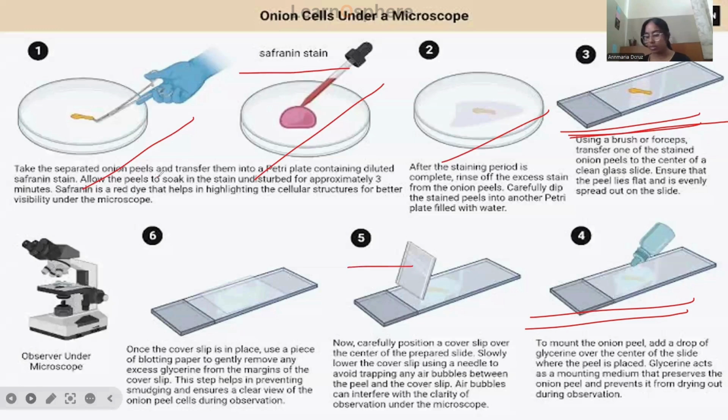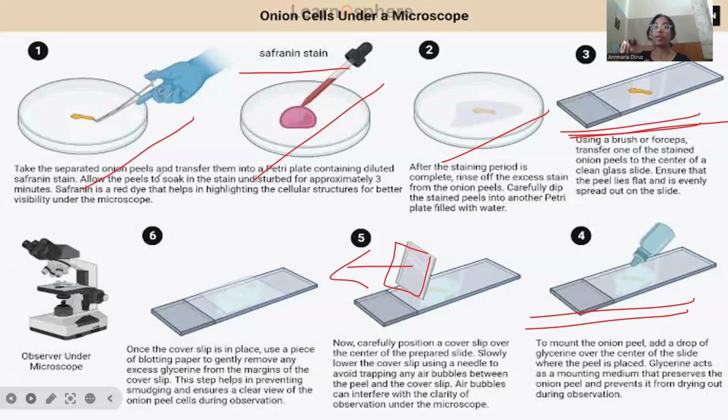Now this is called a cover slip, the small square thing. After you put 1 or 2 drops of glycerin, you're going to cover it with a cover slip. You're going to slowly put it using the cover slip.